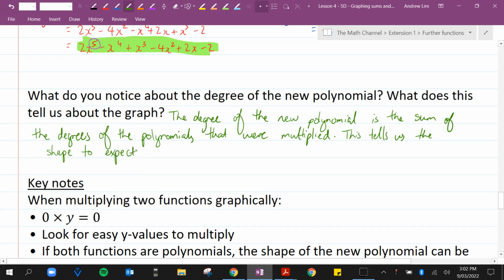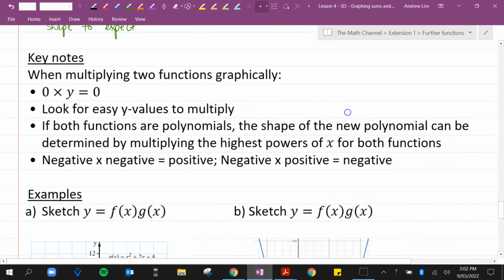Again, this only works when they are both polynomials. So keynotes. When multiplying two functions graphically, remember 0 times y is 0. Look for easy y values to multiply. If both functions are polynomials, then the shape of the new polynomial can be determined by multiplying the highest powers of x. Well, in this case, we're going to be adding the powers for both functions. And then just remember, a negative times negative is positive. Negative times positive is negative.